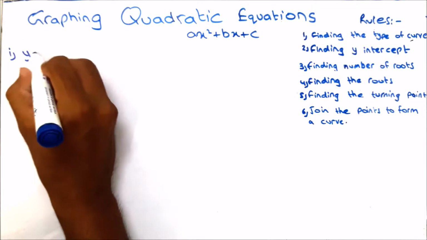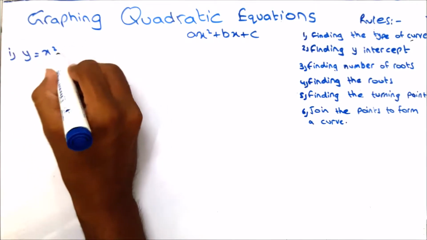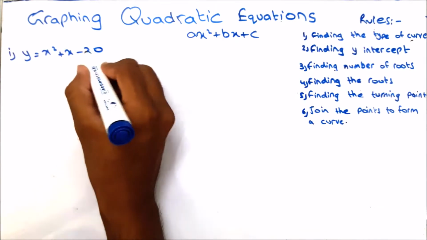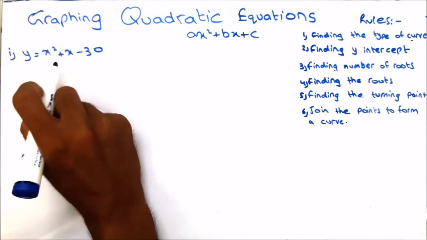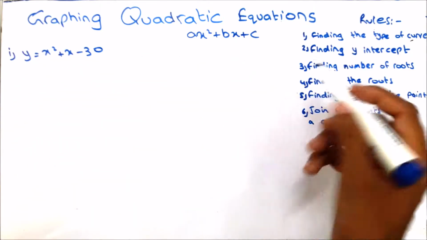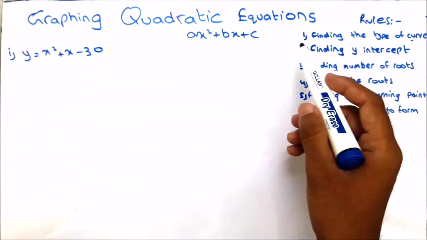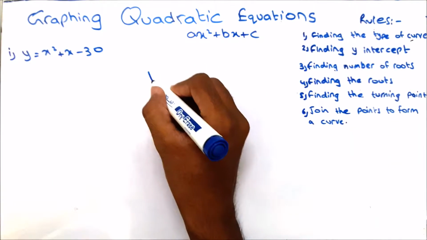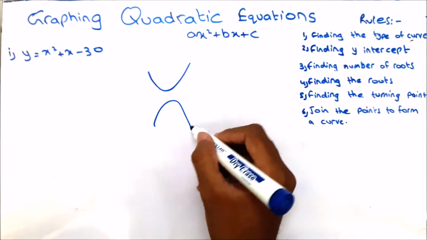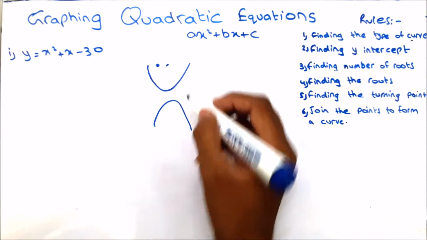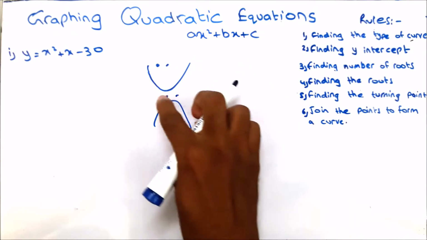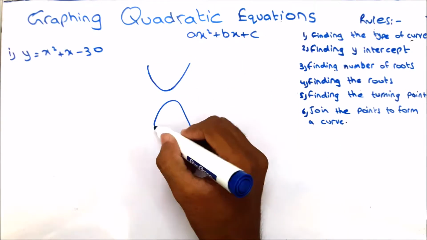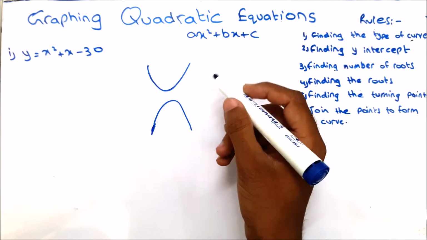We have y equals x squared plus x minus 30. That's our equation. Now when we start off, let's see the first rule. It is finding the type of curve. There are two types of curve, either upward facing or downward facing. You can call it a smiley face or a sad face, it's up to you, whatever you call it. We'll just use upward facing or downward facing.